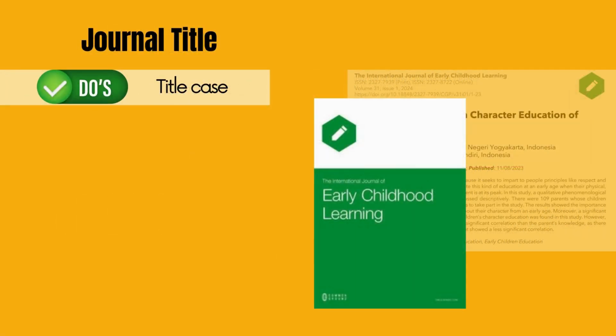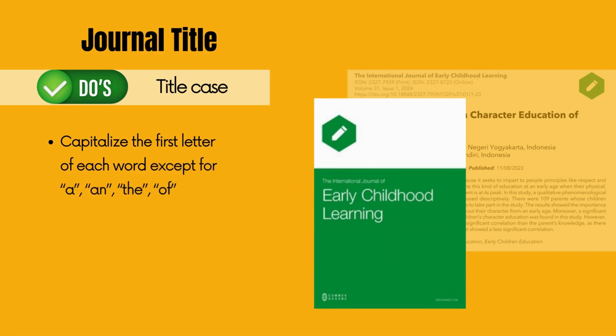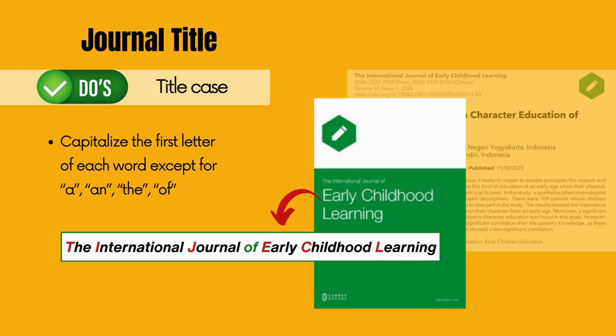In contrast, for journal titles, you should use title case. This means capitalizing the first letter of each word, except for function words like a, an, the, and of. So in the journal titled The International Journal of Early Childhood Learning, only of is not capitalized.